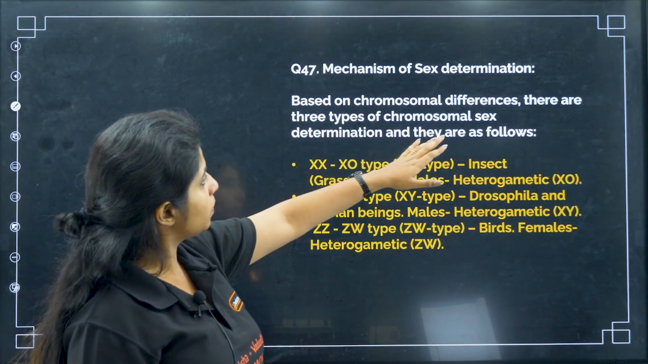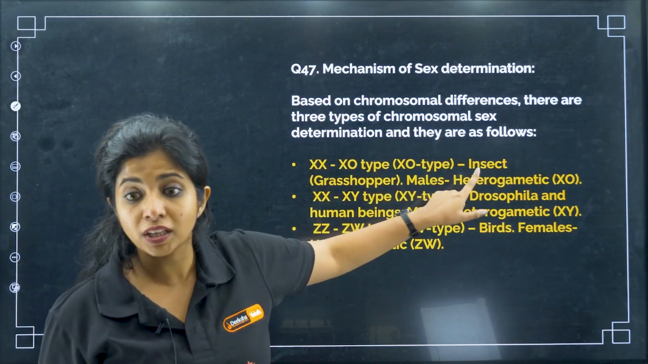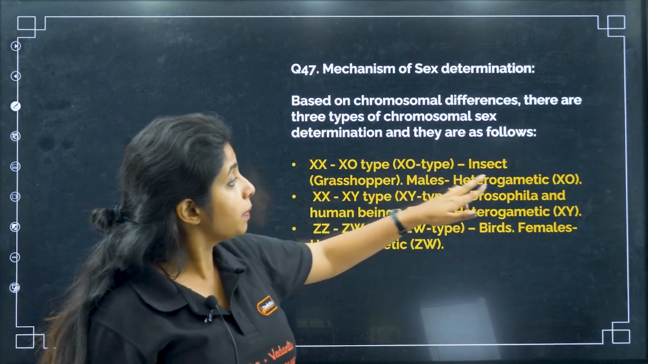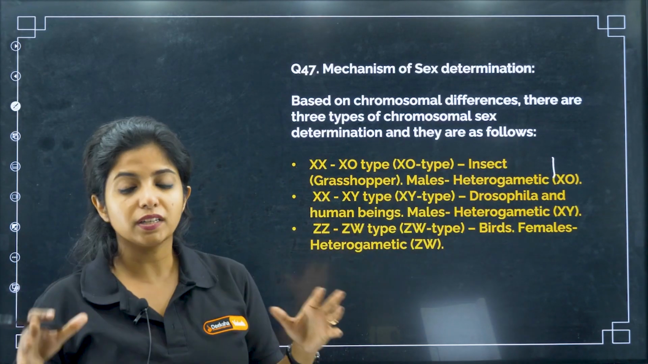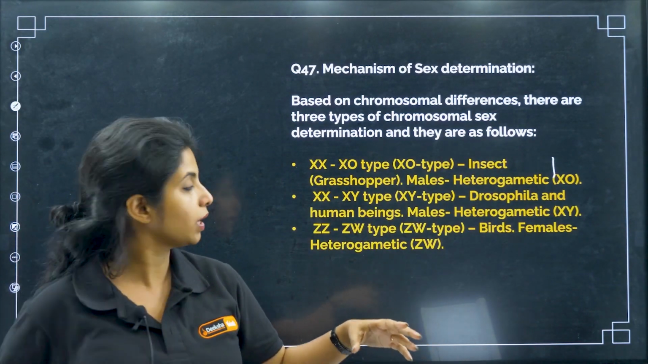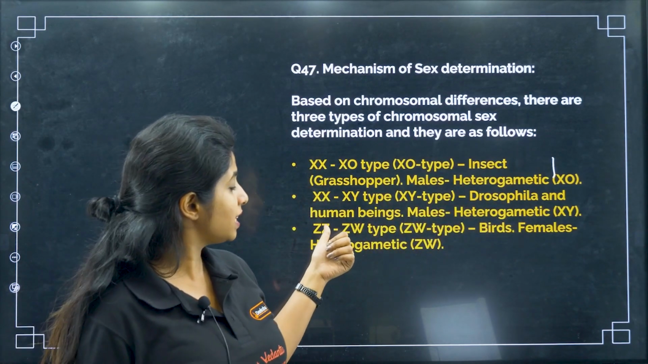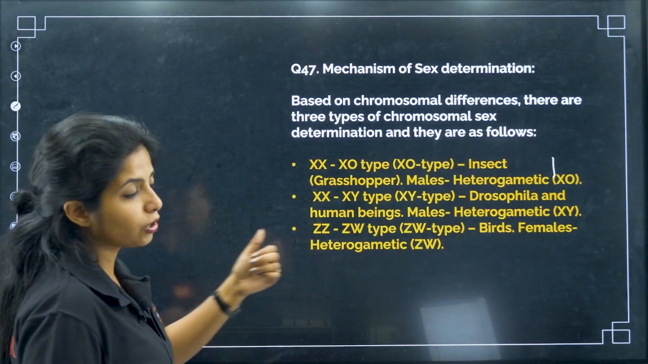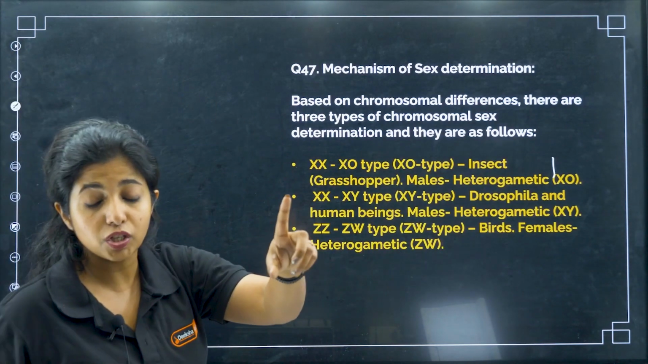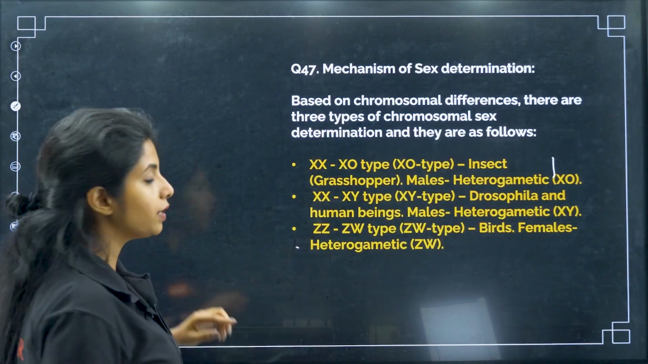Now, mechanism of sex determination in the case of different organisms. XO type of sex determination in insects, for example, grasshoppers. The males are heterogametic, that is XO. They are producing 2 types of gametes, X and O, as in there is nothing being produced in one gamete. XX and XY, that is in Drosophila and human beings. ZZ and ZW in the birds, my dear children, and the female is heterogametic over here. And there is haplodiploid sex determination found in honeybees, where diploid is female and the haploid is male.